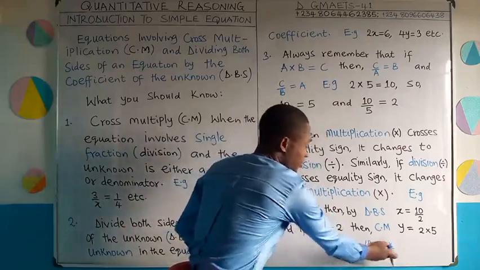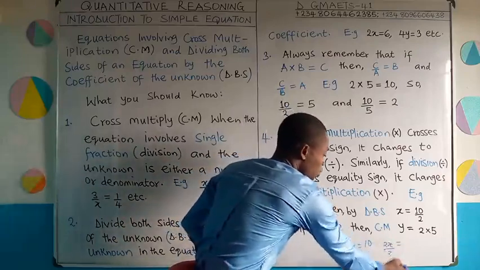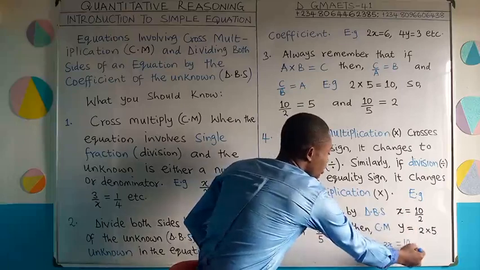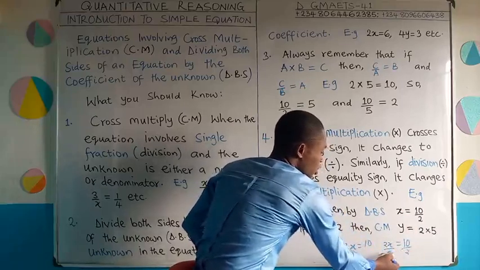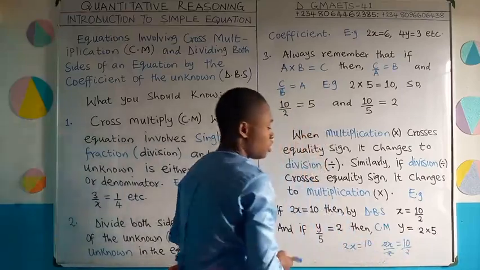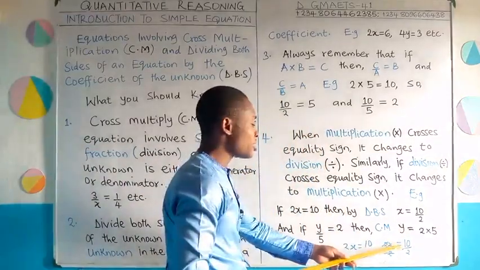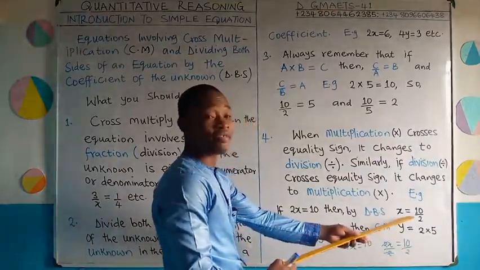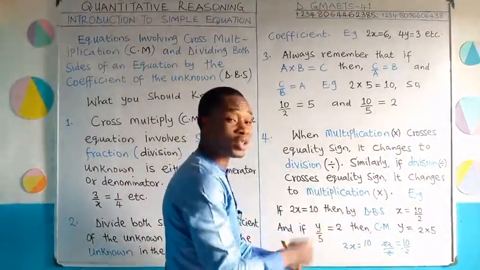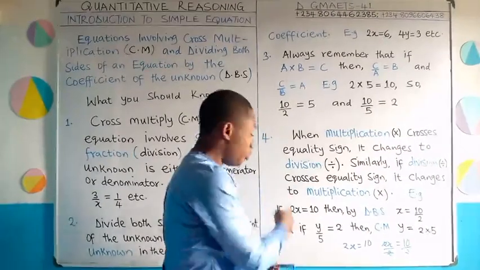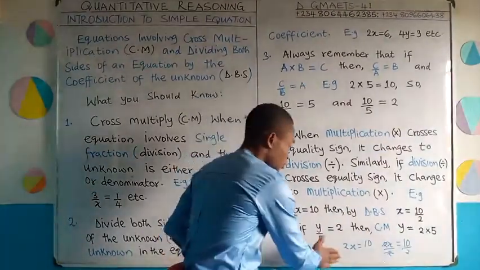Left hand side 2x divided by 2, which is the coefficient of the unknown, equal to the right hand side will be 10 divided by 2. These 2 and these 2 will cancel out. So you see that when they cancel out, you'll be left with what? X. And that will be x equal to 10 over 2. That's why I have this here, okay? So I actually divided the left and the right by the coefficient of the unknown.